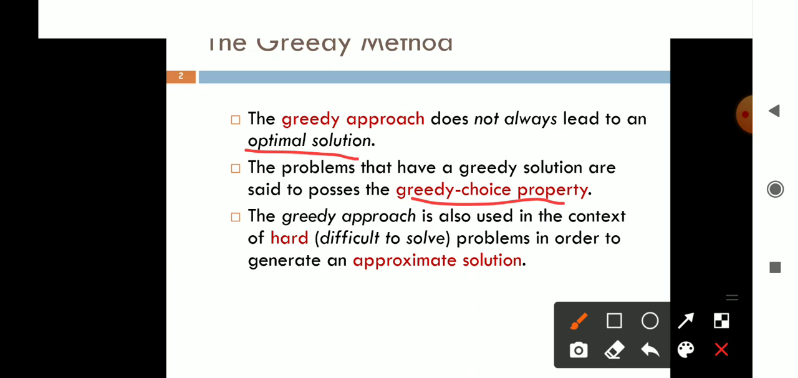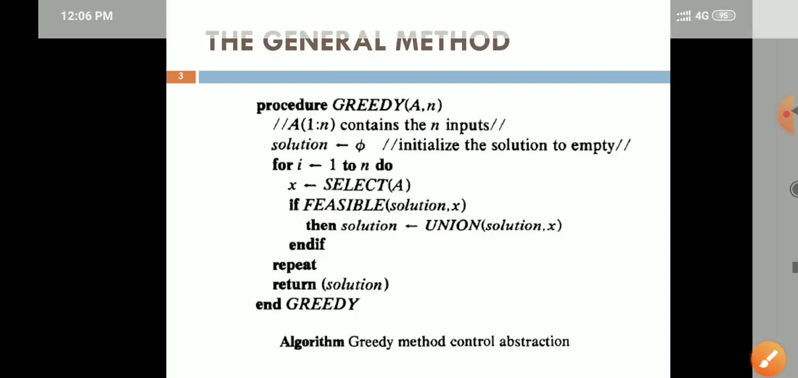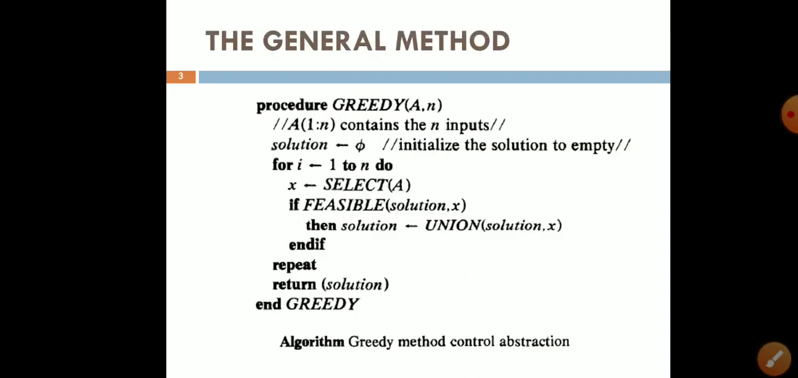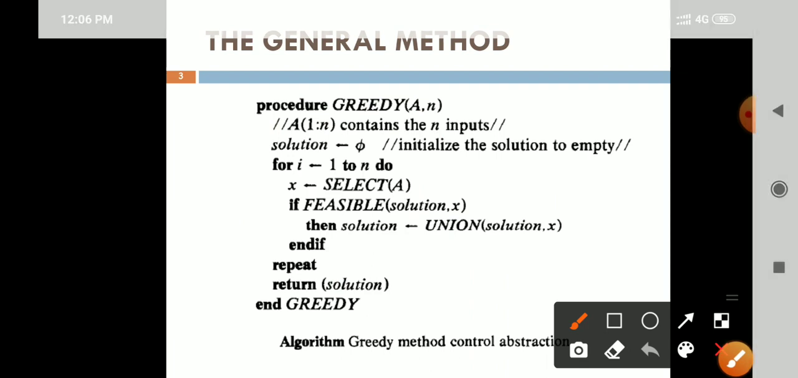Always we should be greedy about something. Now here the greedy approach is generally used when the problem is hard. So here we don't have an actual solution for that, but we will have an approximate solution for that problem. So that is what the greedy method is here. Now let's talk about the general method of the greedy approach.